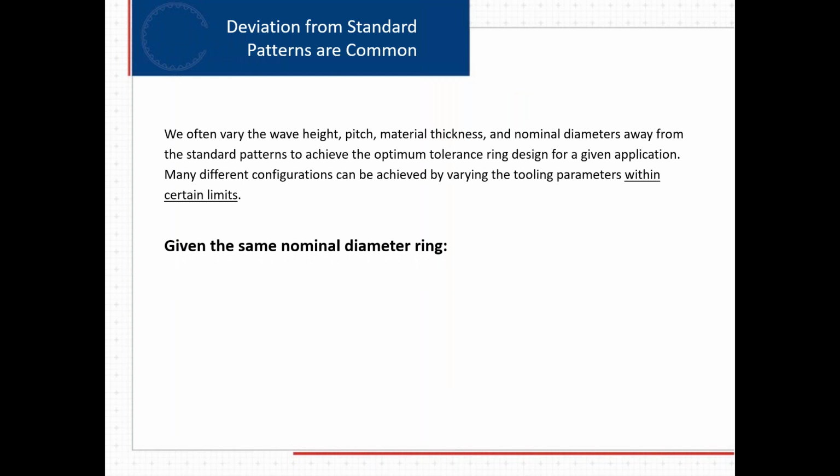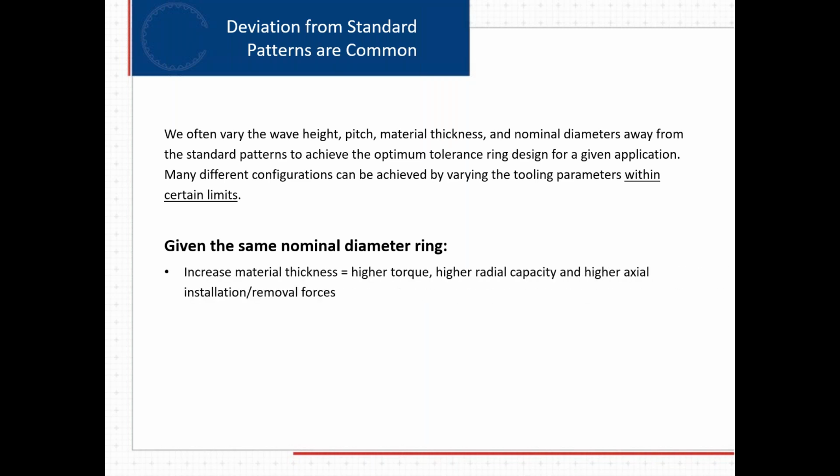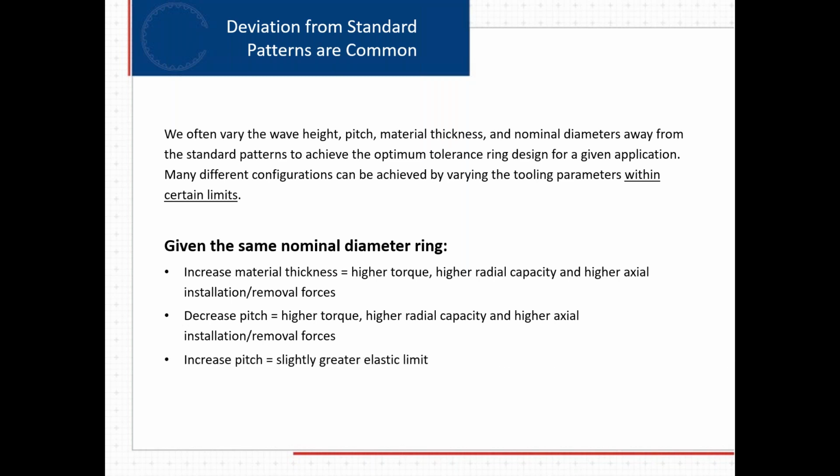Sometimes we'll deviate from standard pattern groups. Now, why do we want to deviate? Well, if we change certain parameters, given the same nominal ring diameter, we can increase the amount of torque hold, the radial capacity, and get higher axial insulation removal forces. So if we increase the material thickness, that'll give us that higher torque, higher radial capacity, and higher axial insulation removal forces. If we decrease the pitch, that is, we add more waves to the circumference, we can get higher torque, higher radial capacity, and higher axial insulation removal forces.